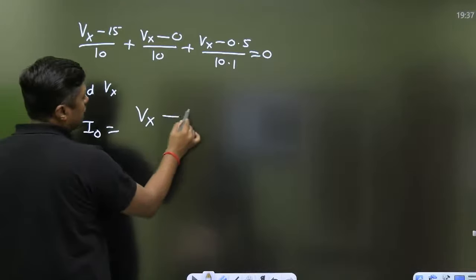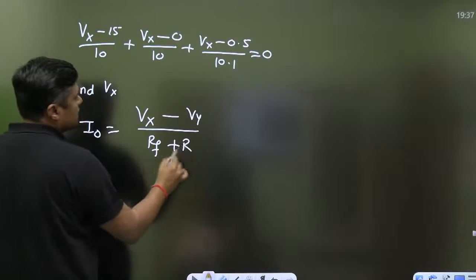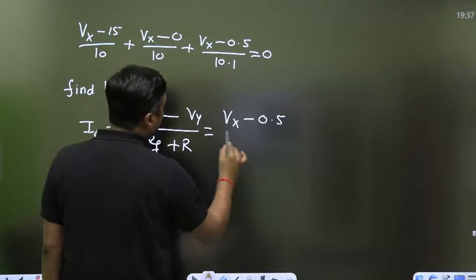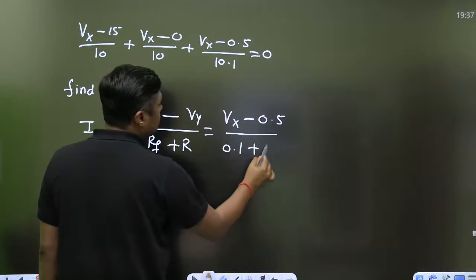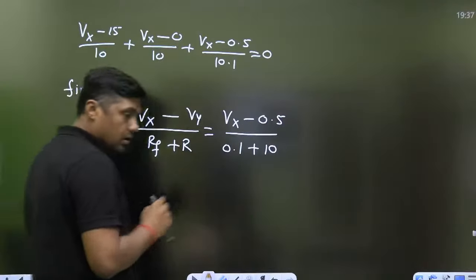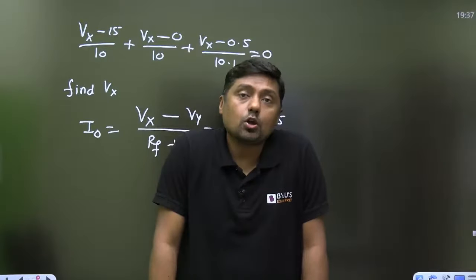current through the diode, Vx minus V gamma upon Rf plus R. These two resistors are connected in series. First of all, get the Vx. V gamma is 0.5, Rf is 0.1, R is what? 10, 10.1. You will get the I naught. Okay. Then finally, what is the drop across the diode?